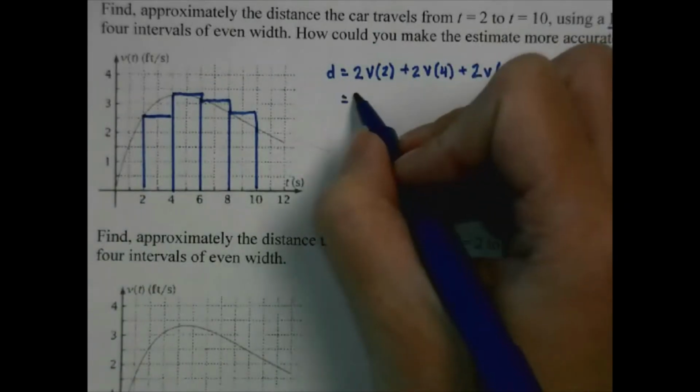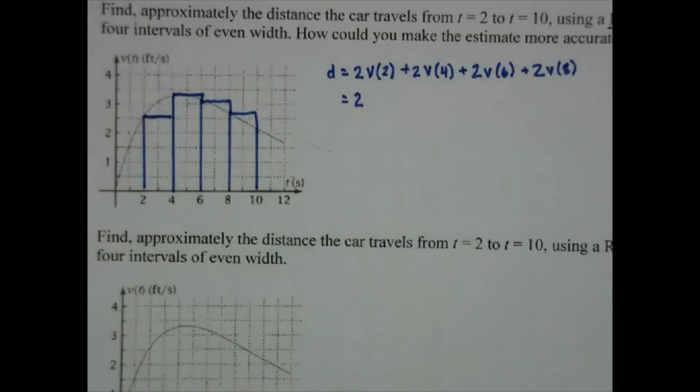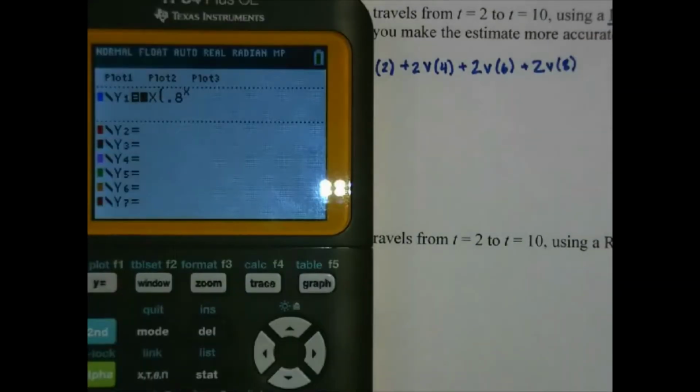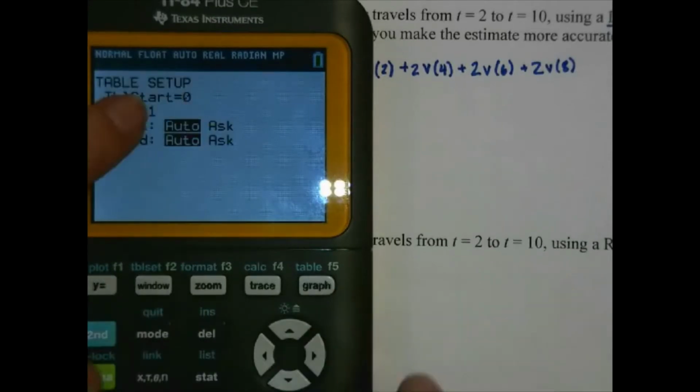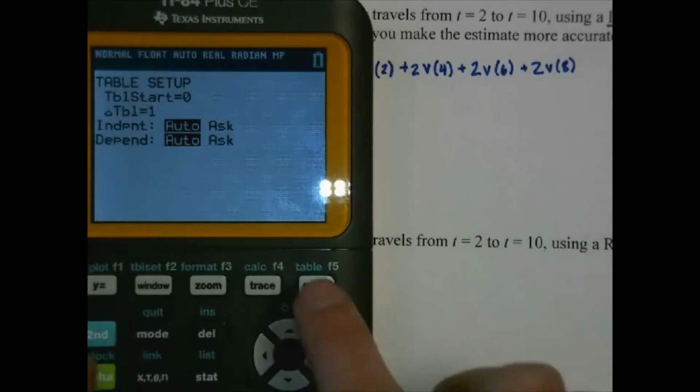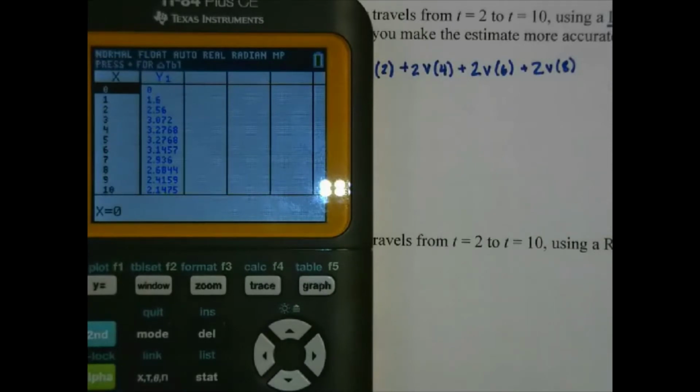We're then going to use the calculator to help us out with these velocities. In the calculator, I've typed in my equation given to us at the top of the paper here. Instead of t, I'm using x: 2x times 0.8 to the x. Now you can use the evaluate feature. Since I'm going to evaluate it at 2, 4, 6, and 8, I'm actually going to use the table. So if we go to second table set, start at 0, make sure your delta is 1 because I just want whole numbers. And then I can use these numbers from the table.